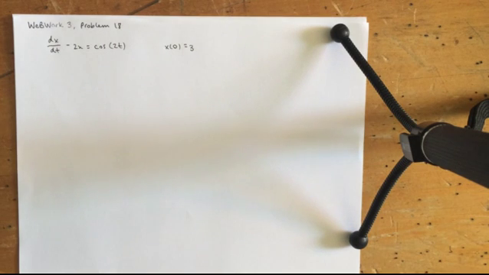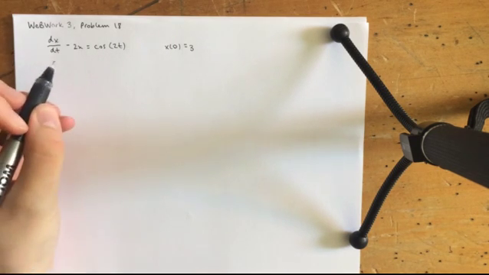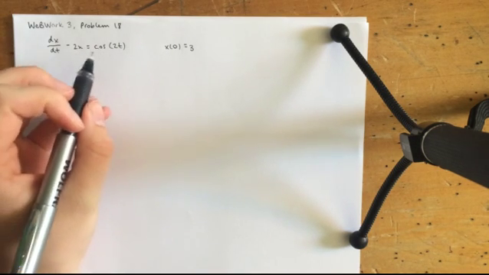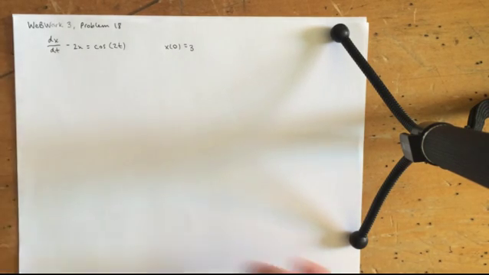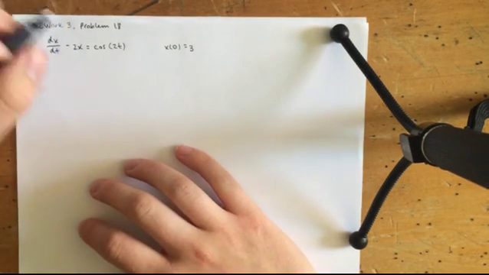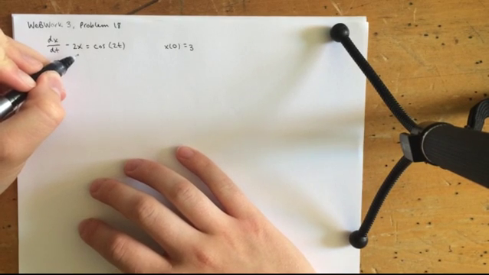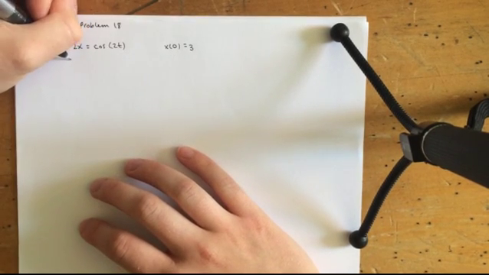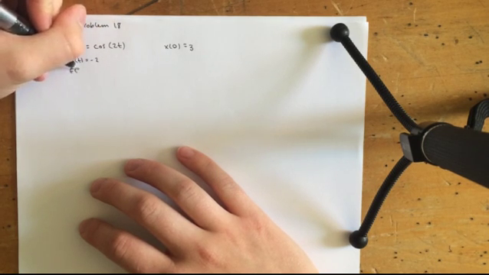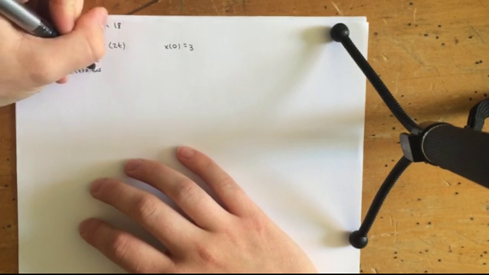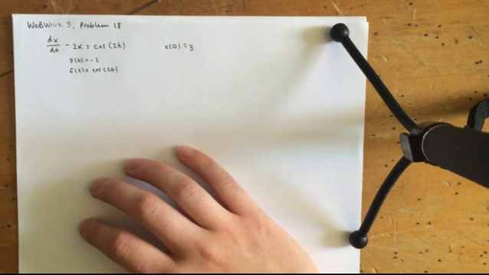Okay, so hopefully for the final time, I will be explaining how to solve WeBWorK number 3, problem 18. The problem is dx/dt minus 2x equals cosine of 2t with the initial value of x of 0 equals 3. When you look at this, we see that this is a linear first-order differential equation in standard form. So we can see that p of t equals negative 2 and f of t equals cosine of 2t.